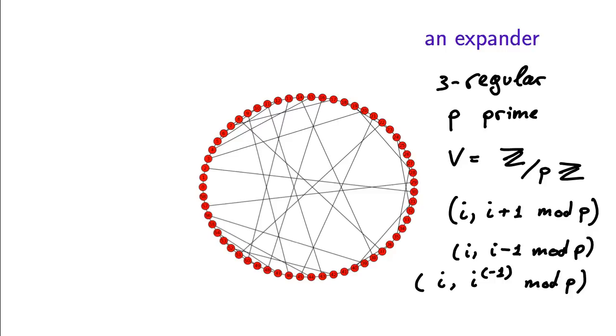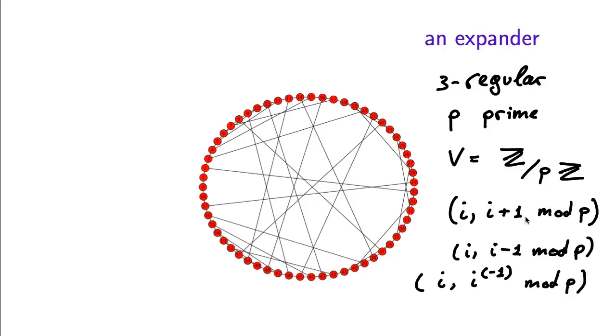And it can be proved with an extremely difficult argument that there is an absolute constant such that for every arbitrarily large prime p, if you construct a p-vertex graph according to this definition, this three-regular graph with p vertices will be an expander whose expansion is at least this absolute constant.